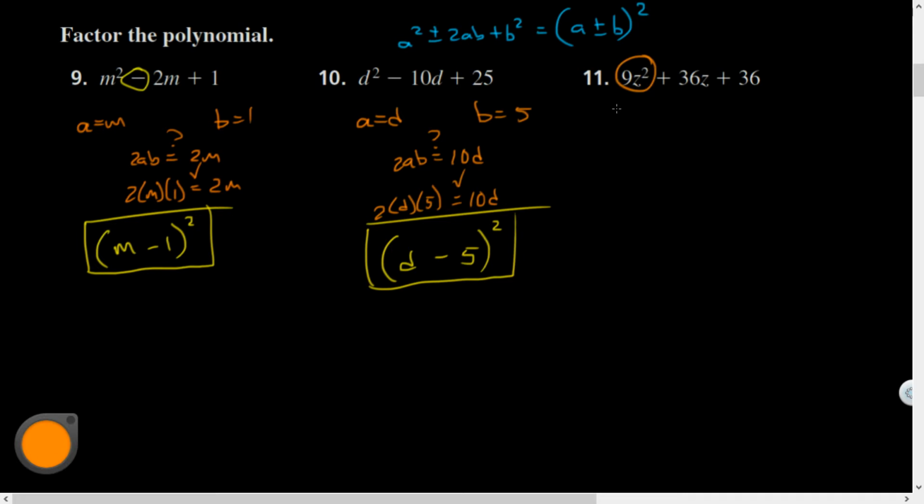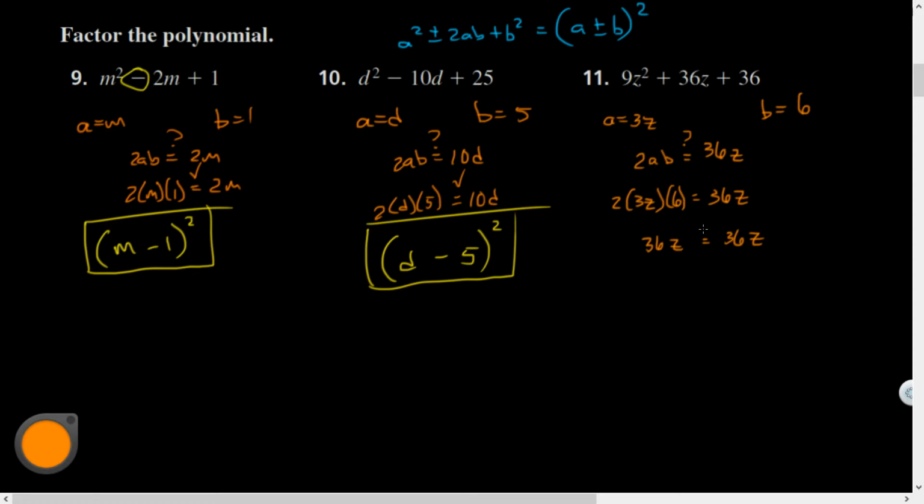So, is the first term a perfect square? What would a have been? 3 for the 9, right? 3 squared is 9, and z for the z squared. And what would b have been? Square root of 36 is 6, right? That's the side length of the square that has 36 little tiles in it. It's a 6 by 6. And now the question is, is 2ab equal to 36z? Let's see. 2 times 3z times 6. Is that equal to 36z? Let's think this out. 2 times 3 is 6, and 6 times 6 is 36. And then there's the z. Yeah, it worked out.